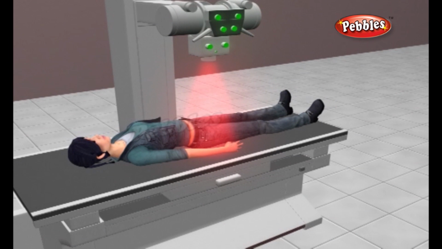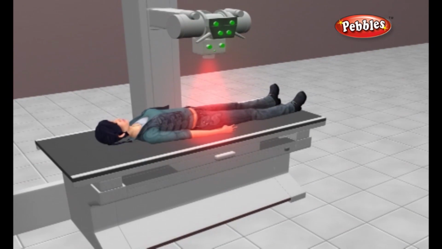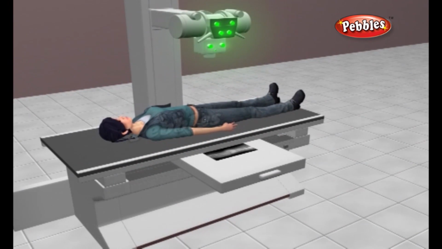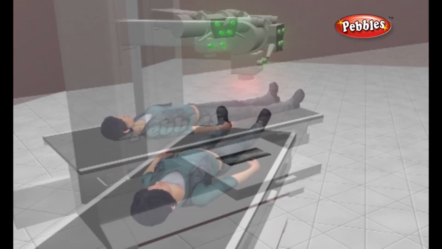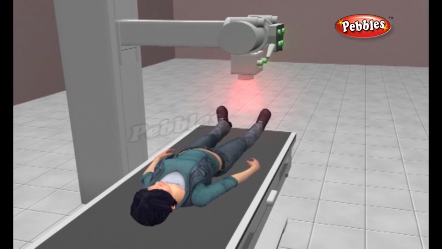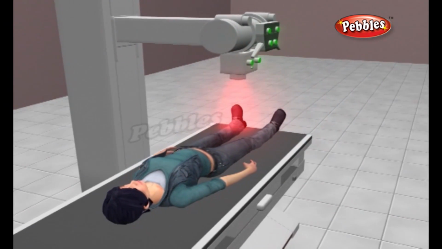The X-ray beam is a high-energy beam that can be absorbed only by dense body tissues such as bone. During an X-ray, a radiographic film is placed behind the patient and the patient is placed between the film and the X-ray machine. The X-ray machine then focuses the energy beam at the specific area of the patient's body.